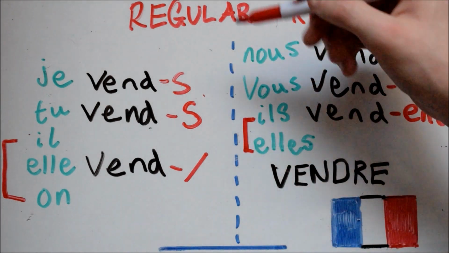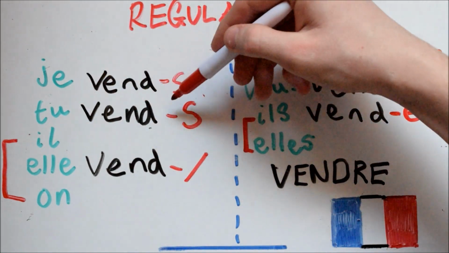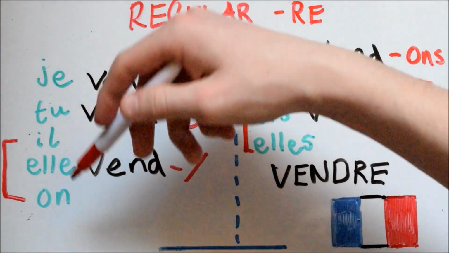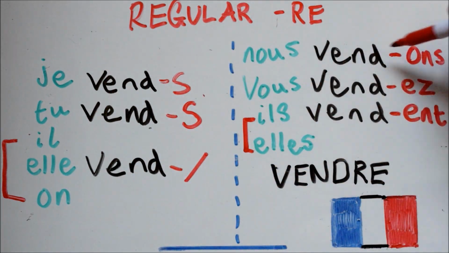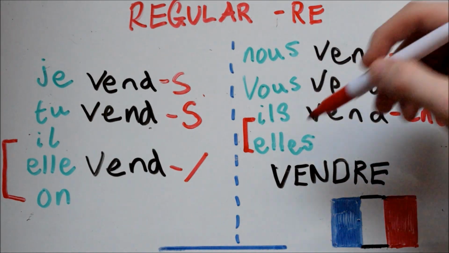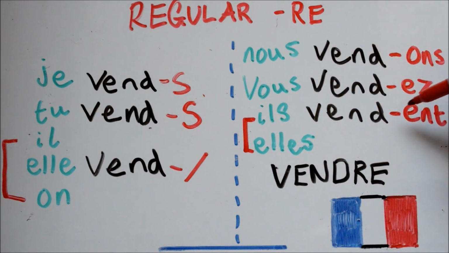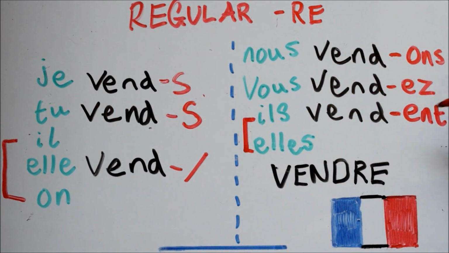Let's go through pronunciation again. Je vends. Tu vends. Il, elle, on vend. Nous vendons. Vous vendez. Ils, elles vendent.